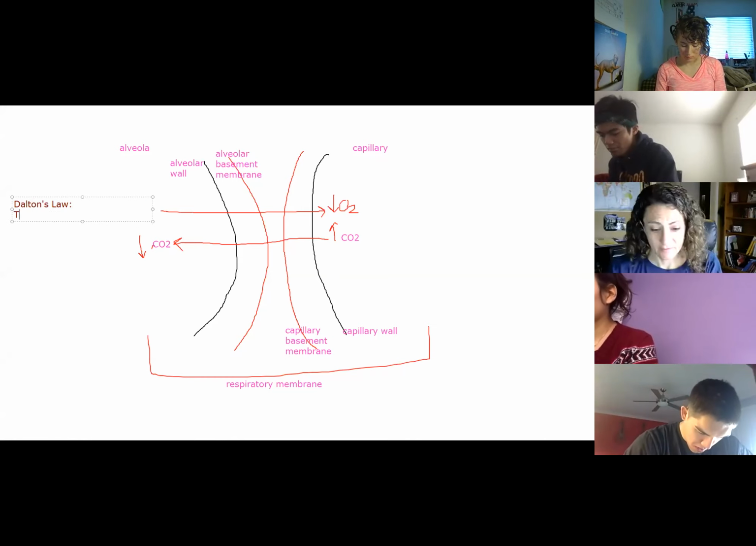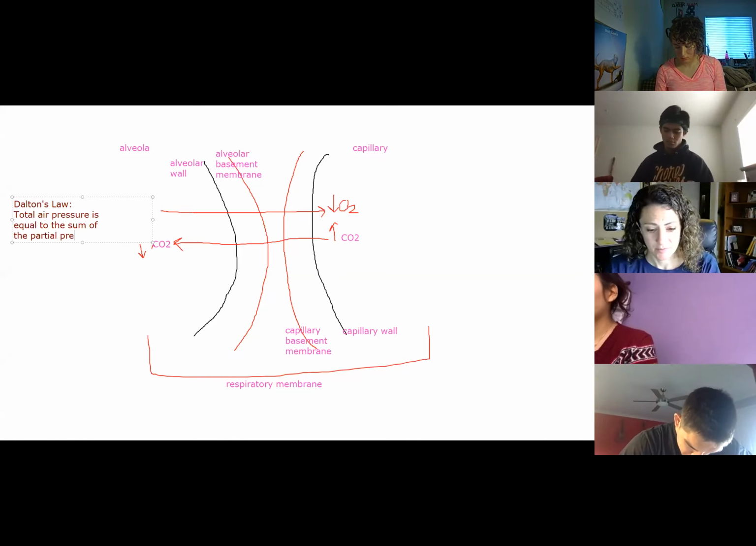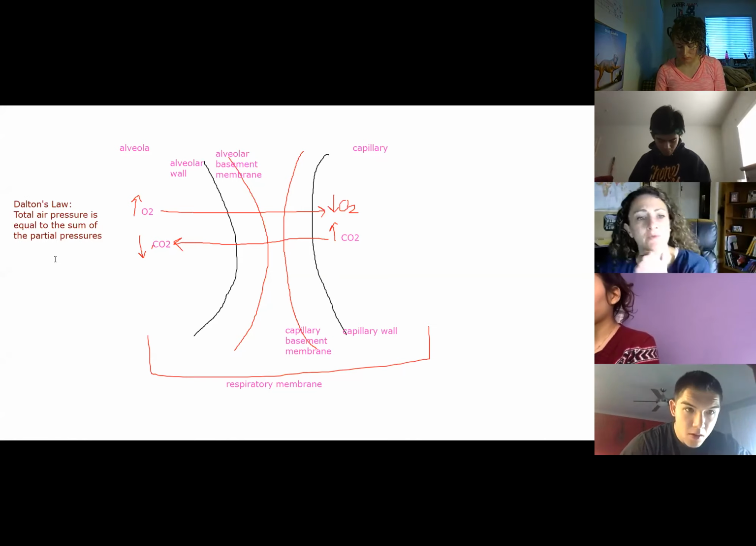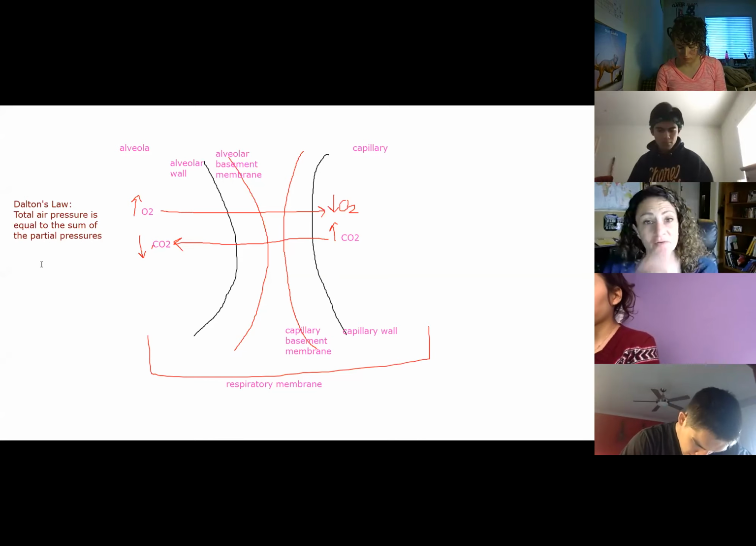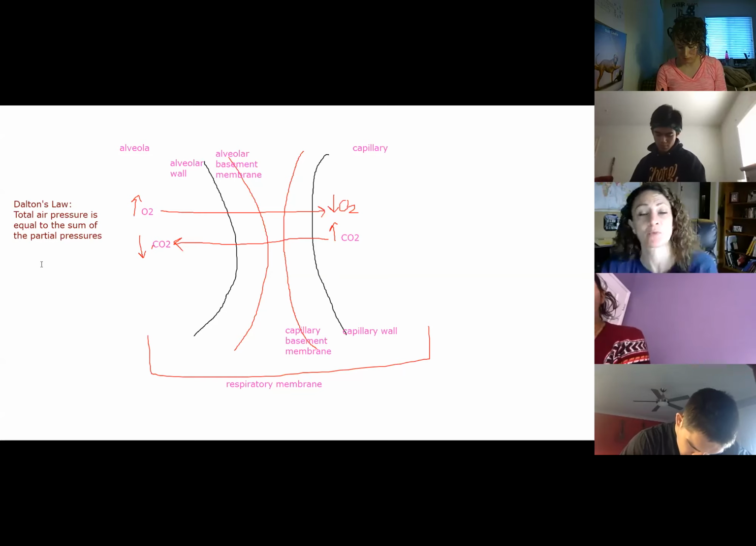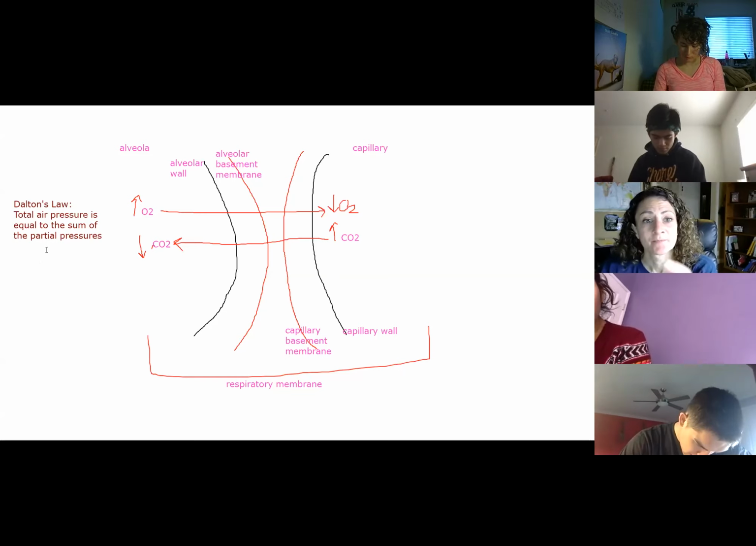It says that total air pressure is equal to the sum of the partial pressures. The partial pressure is the pressure exerted by an individual gas in contribution to the total pressure. If a gas has a high partial pressure, it just means there's a lot of that gas present. So the partial pressure reflects the relative amount of gas. The higher the partial pressure, the more of the gas that's present.